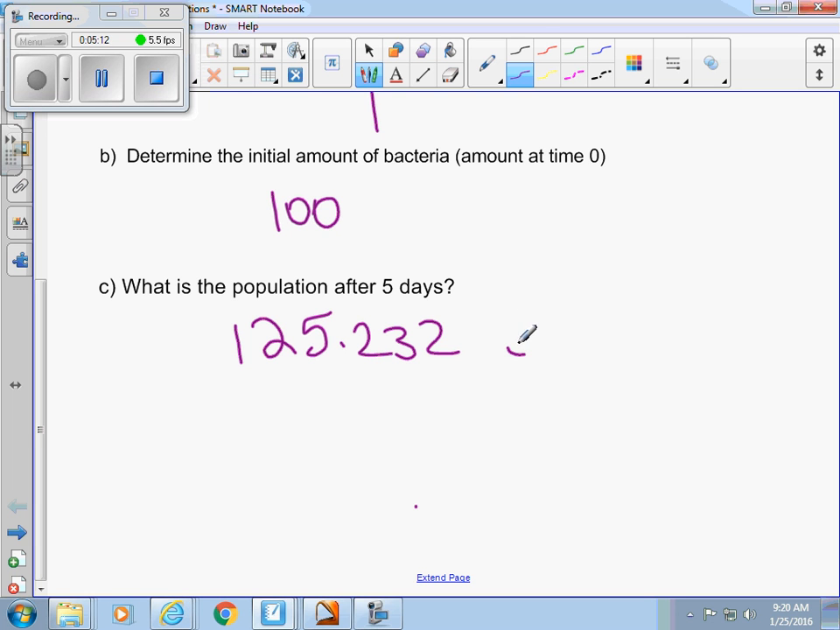Now, I do want you to go ahead and show me that you found the decimal. If you want to make a conclusion that, hey, it's about 125 bacteria cells, then you could, but go ahead and show me that you used your calculator. Any questions about that problem? So this is a lot of what your homework's going to look like tonight, is working with exponential functions.